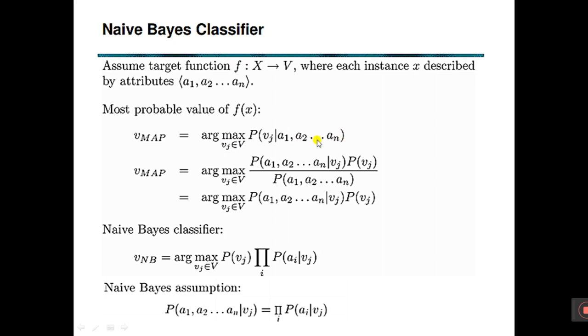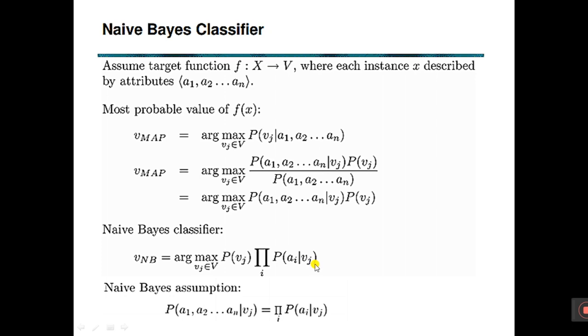Now they apply this function with the help of Bayes theorem. Then the denominator value is common, so they reject that value. The functions are in multiplication format. They mention the probability of Vj, product for i equal to 1 to n, of the probability of ai given Vj. So this is the idea given in your textbook.